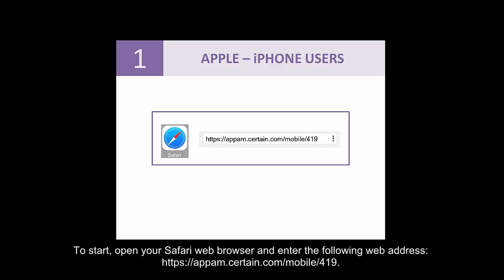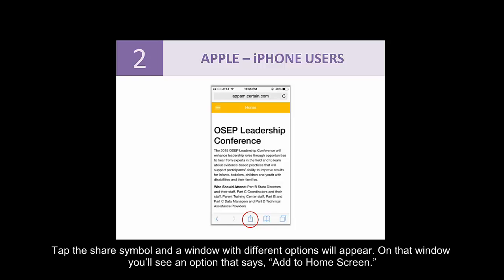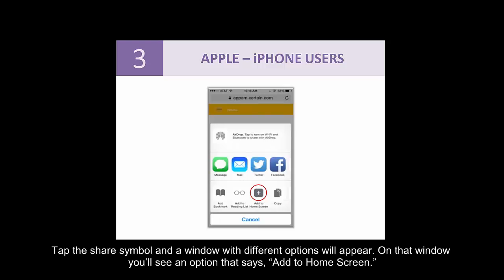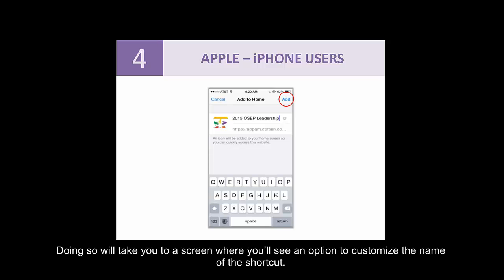To start, open your Safari web browser and enter the following web address. Once there, you'll see the share symbol at the bottom of the screen. Tap the share symbol, and a window with different options will appear. On the window, you'll see an option that says Add to Home Screen. Doing so will take you to a screen where you see an option to customize the name of the shortcut.